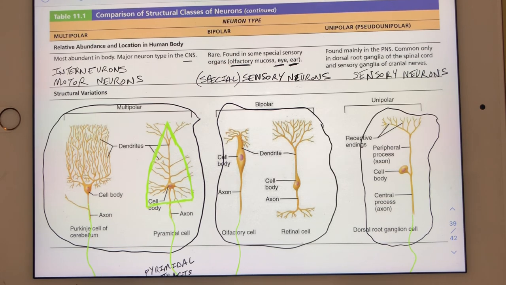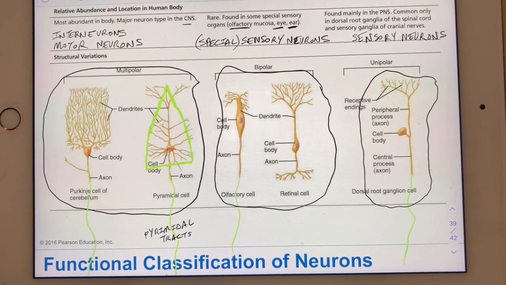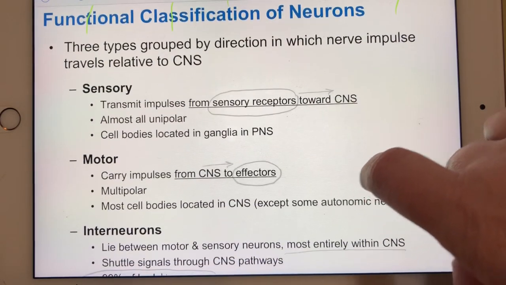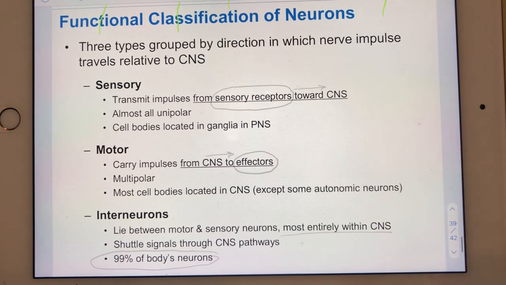You've already hopefully picked up on the fact that we can also classify neurons based on what type of information they're relaying. Maybe they're relaying sensory information, which means that one end of that neuron or that chain of neurons is linked to a sensory receptor and carrying that input to the central nervous system. Okay, whereas motor is carrying from central nervous system to effector. Okay, interneuron is any neuron that links the two, so any neuron in between. And mostly, we're going to find interneurons in the central nervous system. The vast majority of your neurons are interneurons.